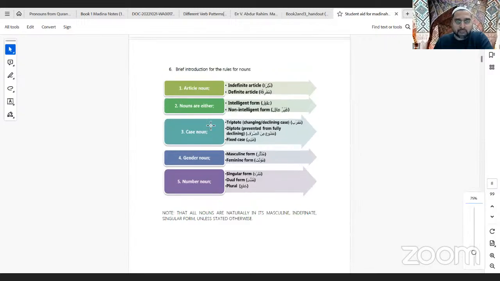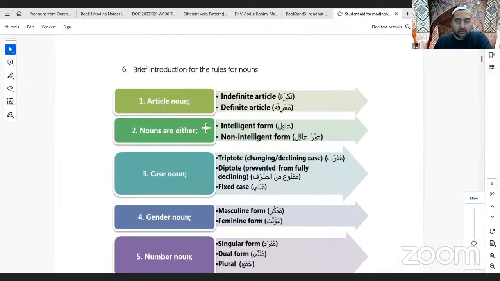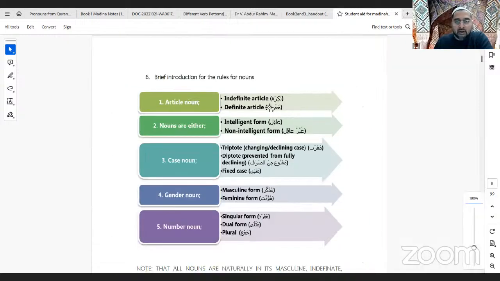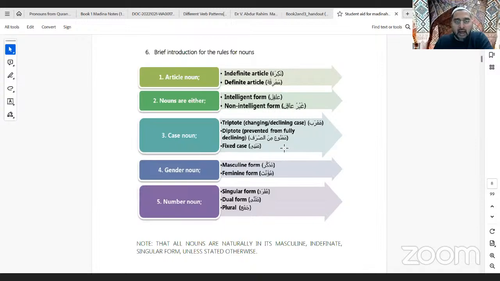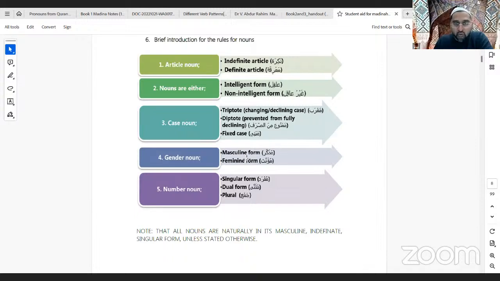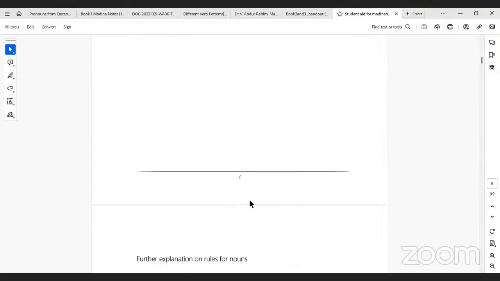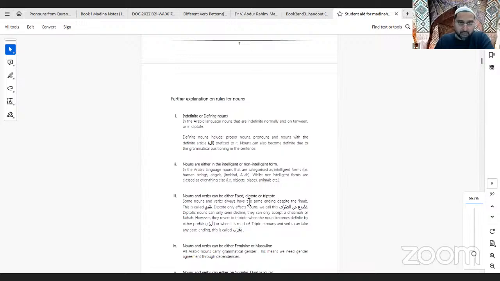So this is what is called. An indefinite noun is nakira. A definite noun with alif lam is called ma'rifa. And there are intelligent forms of nouns, and non-intelligent forms of nouns, which we'll do later, inshallah. And then there are masculine nouns, mudhakkar, and muannas nouns. And all nouns have mufrad, muthanna, and jam. Is this clear for everyone? Yes. So this is what we have covered already.